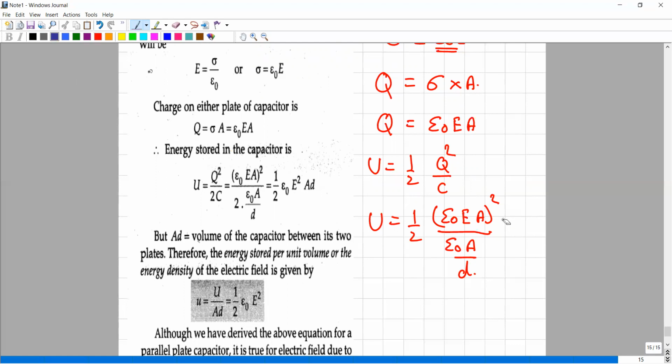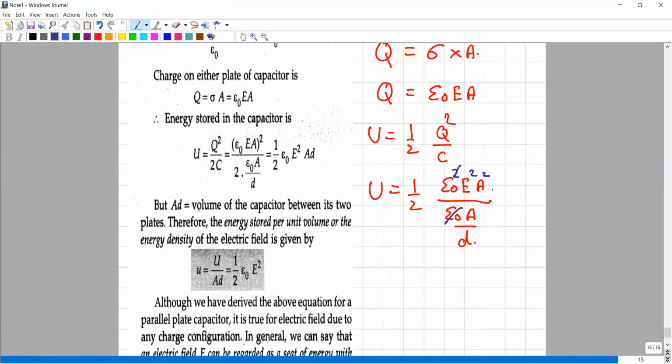So this numerator, the whole square term, can be again written as epsilon naught square, E square, A square. And this epsilon naught is going to cancel with one of the squares. A will also cancel out. And your total energy will become half of epsilon naught E square A into D. This D will come on the numerator.